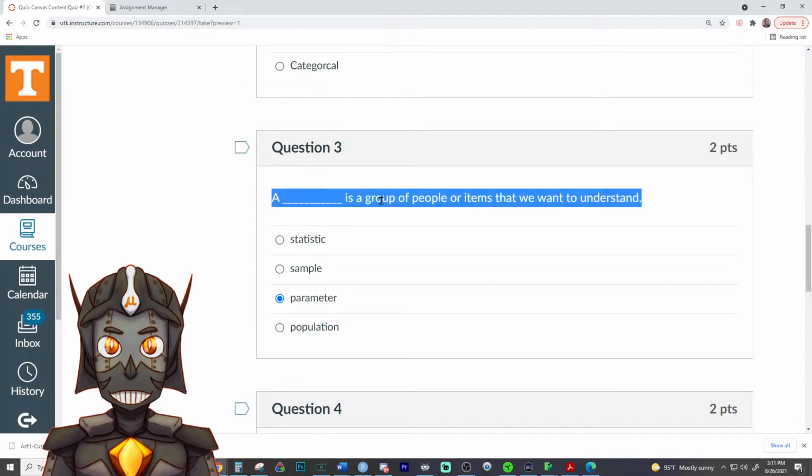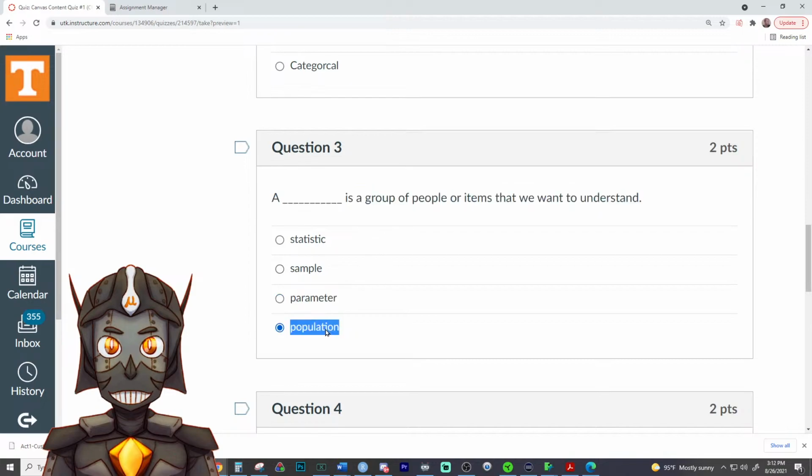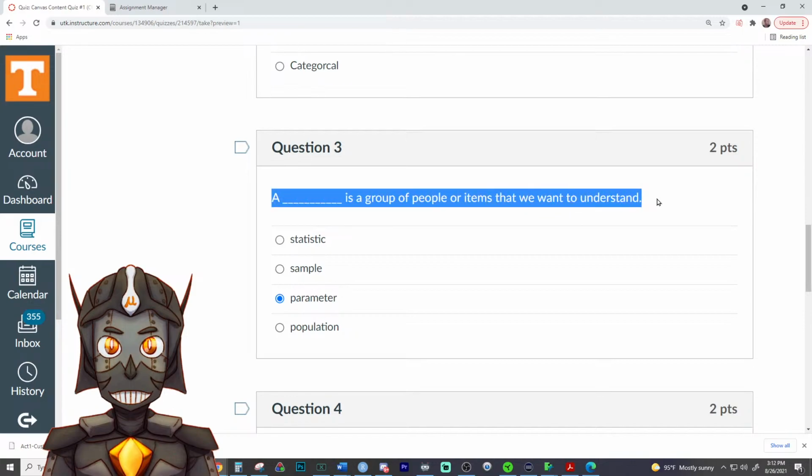So the group of people or items I want to understand would be the what? A, B, C, or D. What does chat say right now? A, B, C, or D? Remember, I went out and talked to 100 UT students, asked them their weight, and got a sample statistic of their average weight, which helps me understand for all UT students the true weight of all UT students, which is what I want to understand. So the group of people or things I want to understand would be the what?